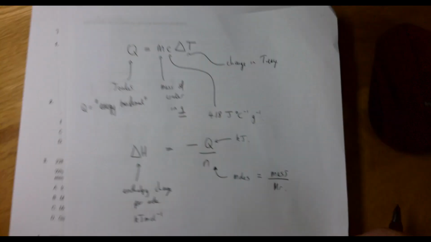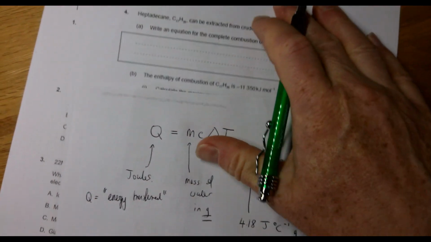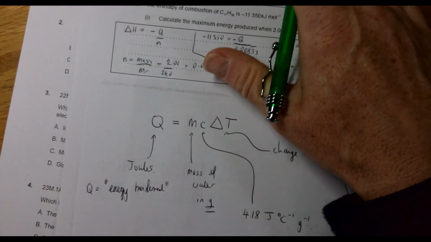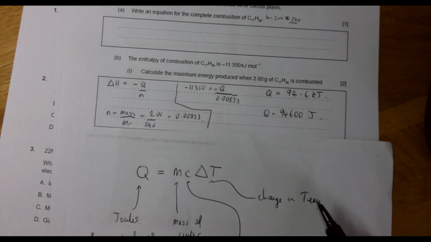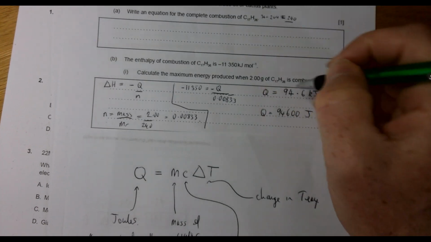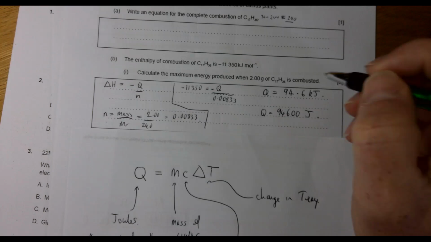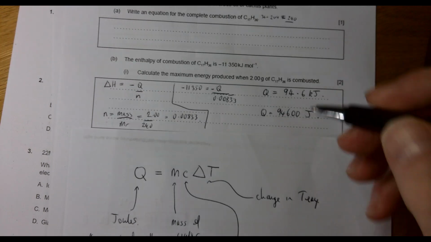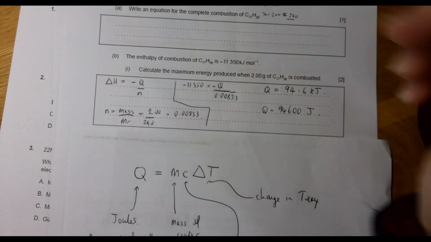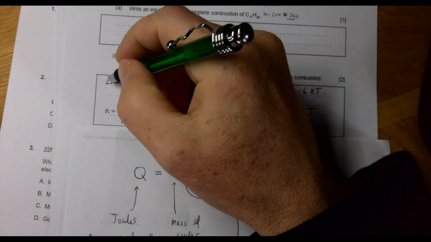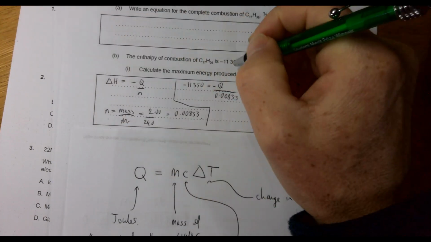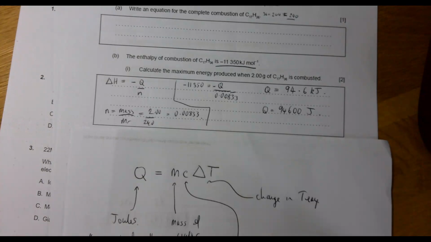I'm going to start off with one, I think this is in the specimen paper, and the first question was working out a balanced equation, which I'm not going to do. The second question was to calculate the maximum energy produced when 2 grams of C17H36 is combusted. This is looking at the question a slightly different way around to what we'd normally do. In this case we've been given the enthalpy change for combustion, so we're going to be using that in an equation.